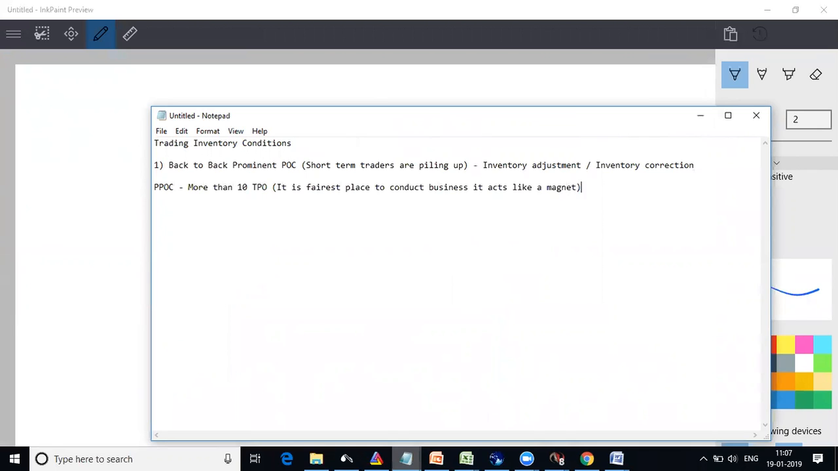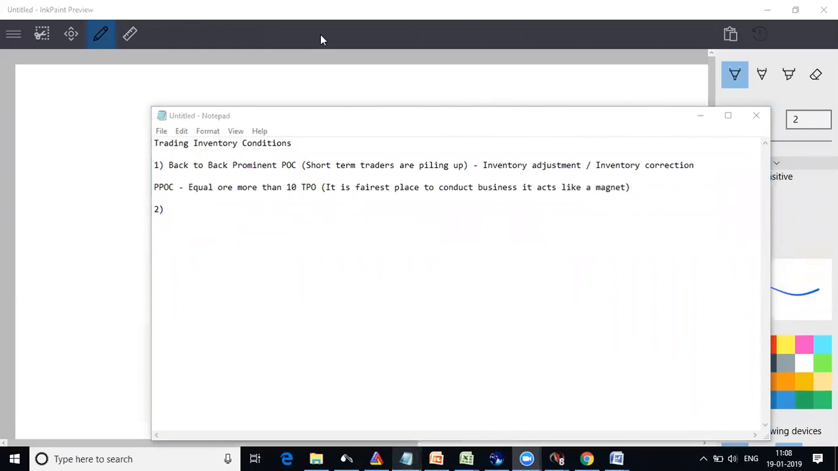Okay. So the second thing is it should be more than or equal to 10, equal to 10 or 10 plus. It's supposed to be equal or more than 10. In that case, we can consider that as a prominent point of control.